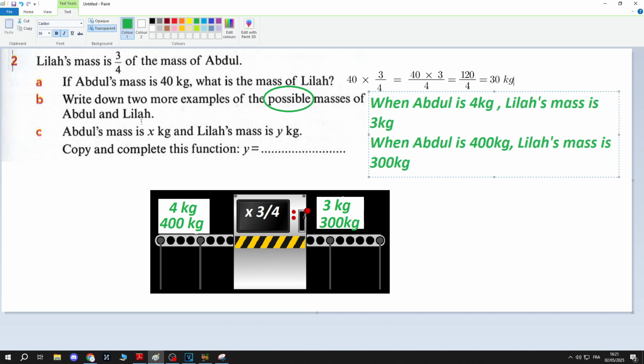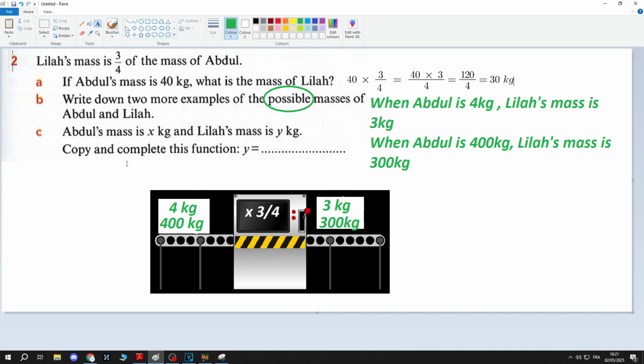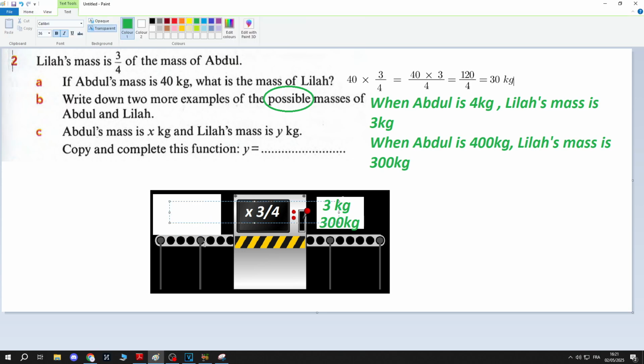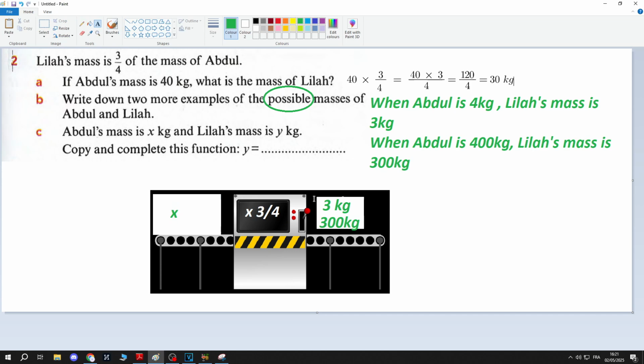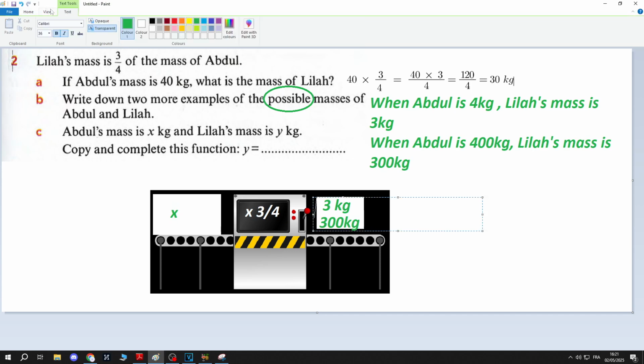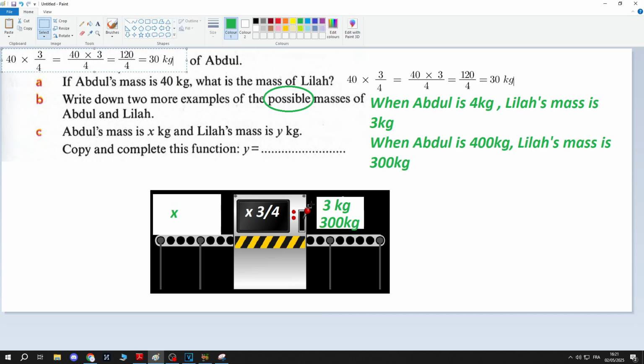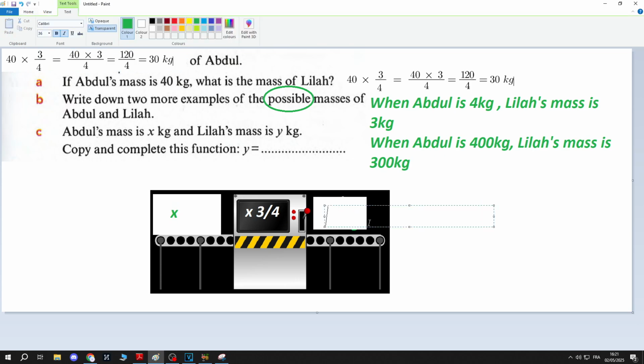Now let's read C together. So C says Abdul's mass is X kilograms and Lila's mass is Y kilograms. Copy and complete this function, Y equals something. This is the same thing. So we said that Abdul's mass should go at the front. So let's replace the values that we input by just the variable X. And let's replace what comes out of the machine by the variable Y. So let me replace that.